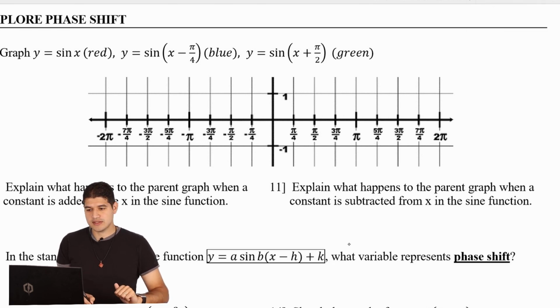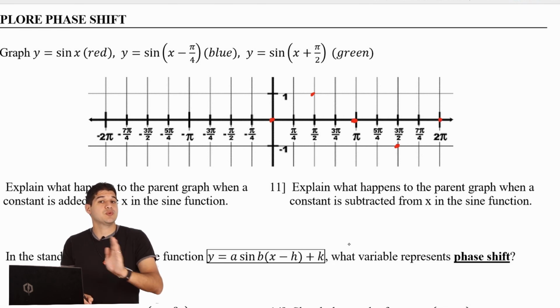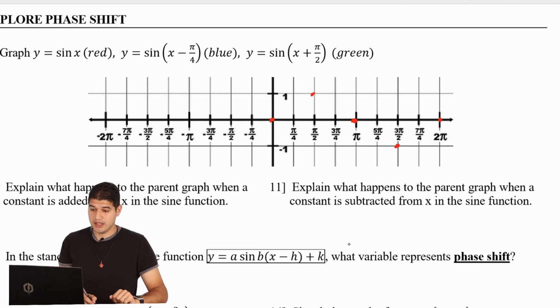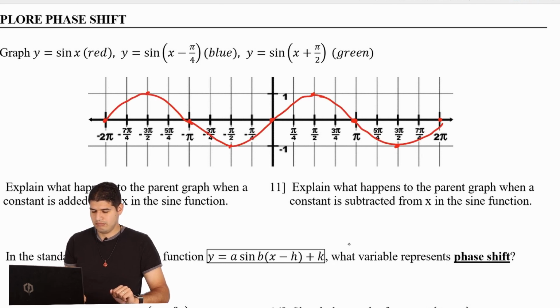So sine of x starts at 0. At pi over 2, it's at 1. At pi, it's at 0. At 3 pi over 2, it's at -1, and so on and so forth. So notice how this scale is actually switching to pi over 4, so keep that in mind. All right, so there's my sine function.